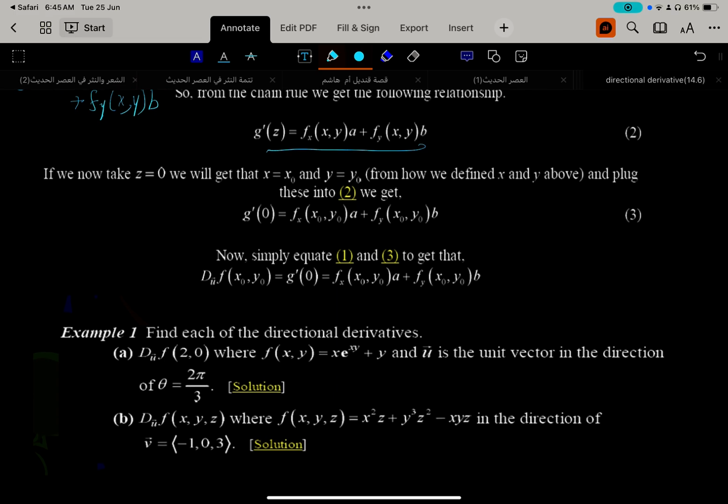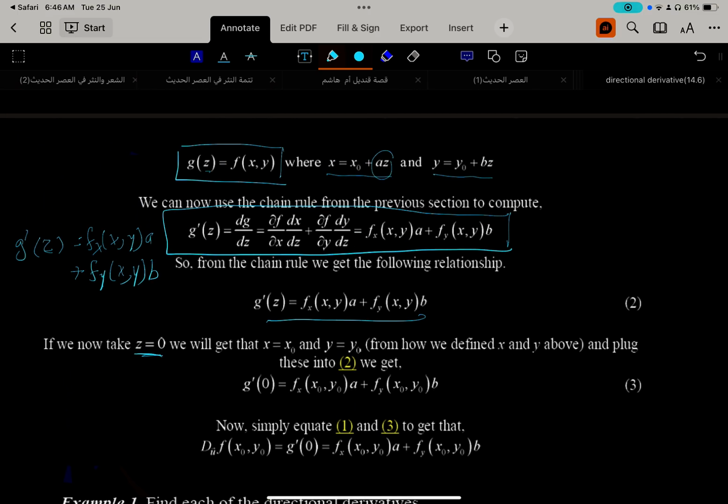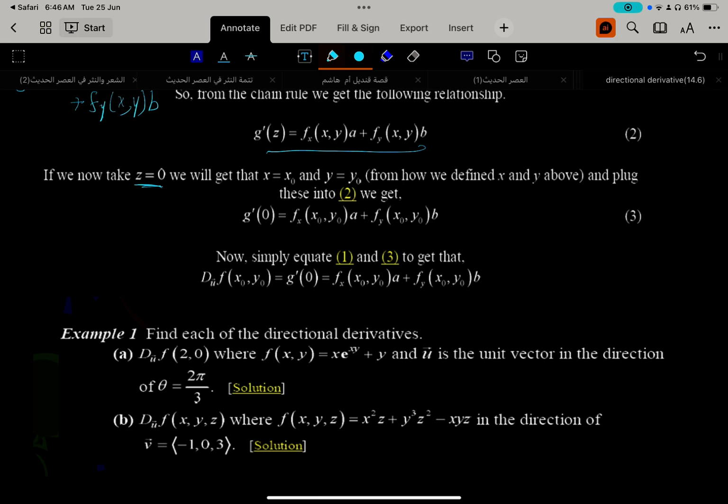Okay, now if we take z equals 0, we'll get x equals x naught and y equals y naught. And this is just a definition. If we let z equals 0 and plug it in here, we're going to have x equals x naught, y equals y naught, and this is what we get. We get g prime of 0 is this.